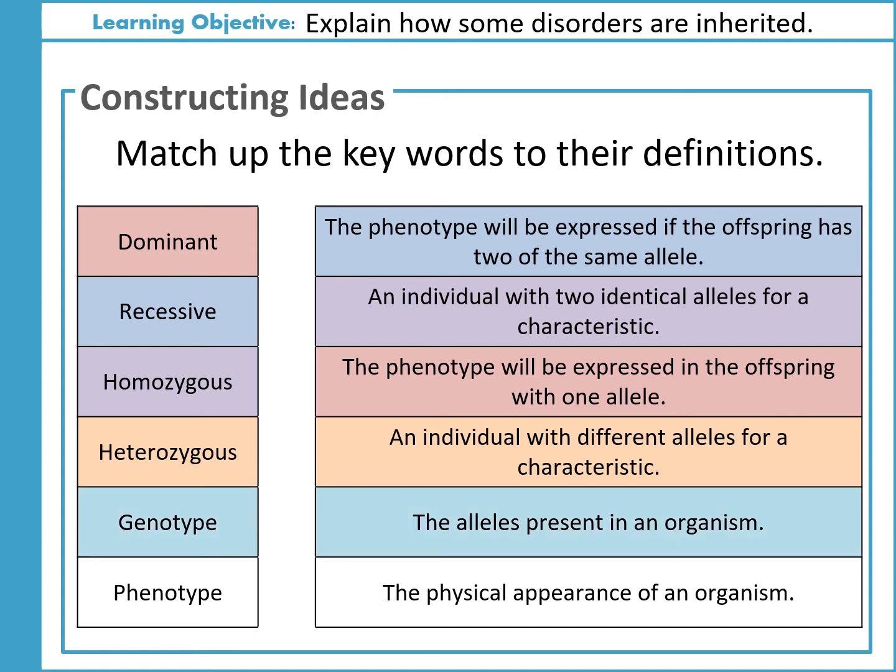Genotype tells us the alleles present in an organism for a particular characteristic. So going back to that previous example, if you have brown eyes and you also have a blue allele, you will be big B, little b. That is your genotype. Phenotype is the physical appearance dictated for that characteristic by the alleles. So in this case, eye colour. So your phenotype would be brown eyes.